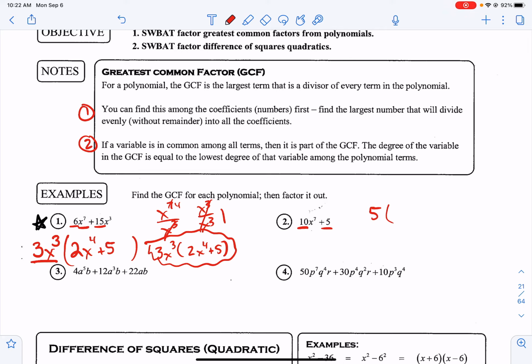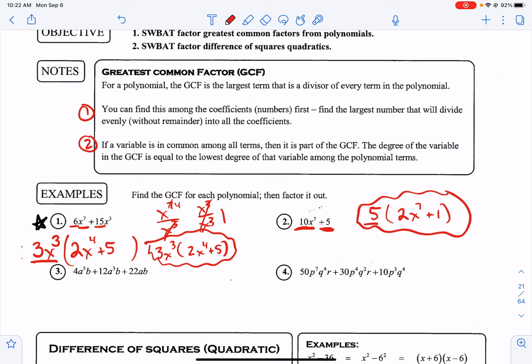And I'm left with, on the inside, when I take 10 divided by 5, I get 2. And that x to the 7th hasn't gone anywhere. And 5 divided by 5 is 1. So this would be my answer after I factor out the greatest common factor.